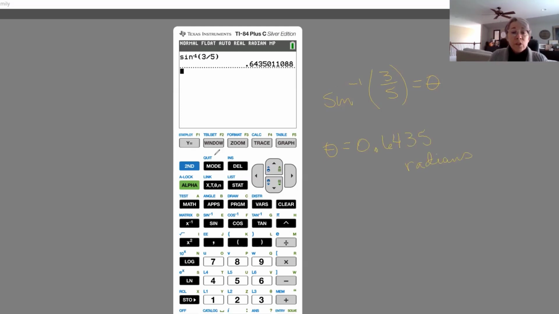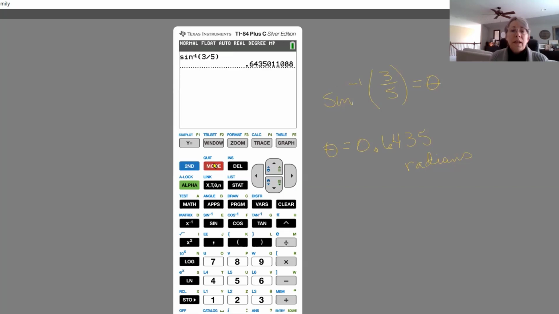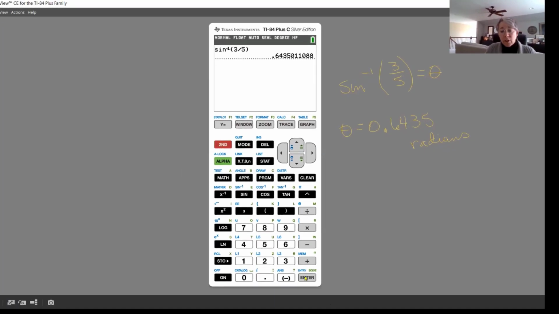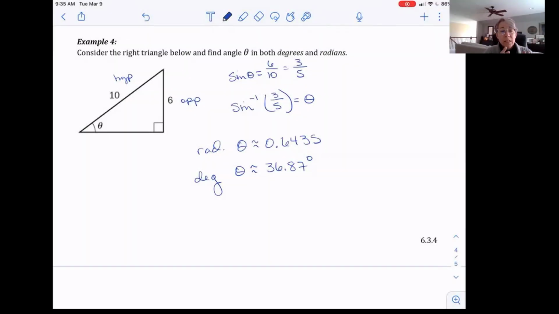To do it again to find the degrees, we need to change the mode. So we're going to go back to mode. We're going to toggle down where it says radians. We're going to go over to degrees and hit enter. So now we're in degrees. Second function quit to get out of there, and we're going to repeat. Now to repeat it, we can put second function entry, and it just copies the previous problem, and hit enter, and now they're giving it to us in degrees. So theta equals approximately 36.87 degrees.